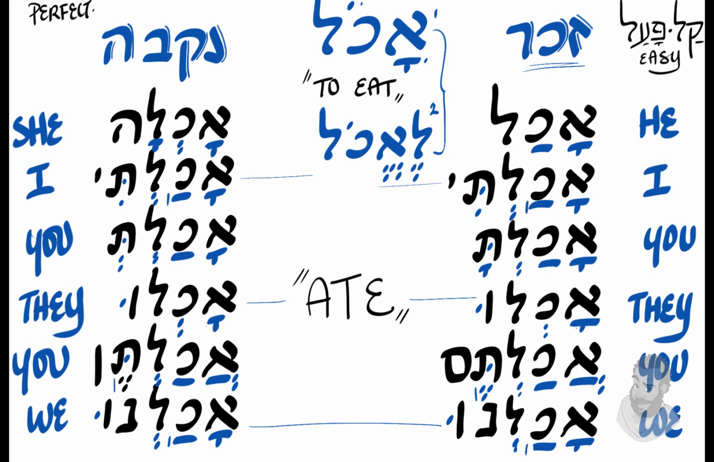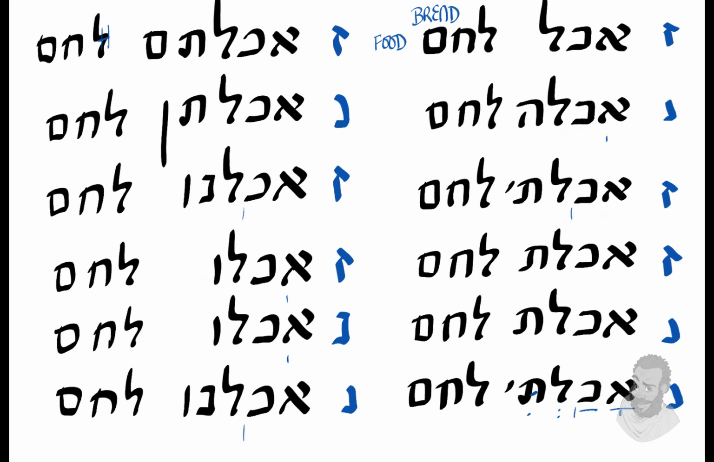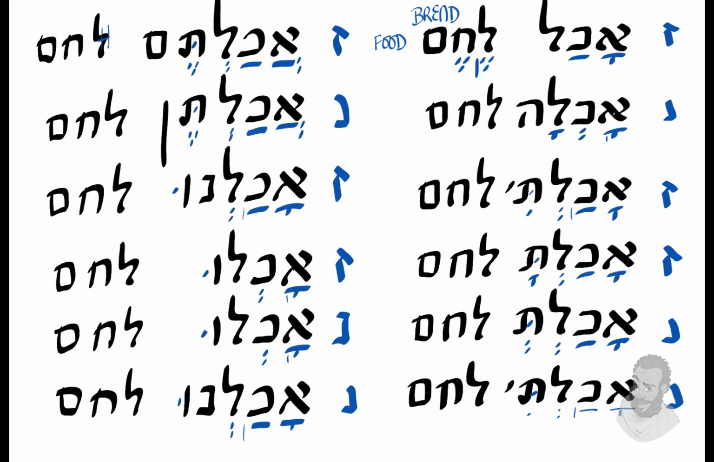So let's take a look at an example of this. I know you're wondering, how do we understand if it's past tense, present tense, future tense? Well, again, by context. So I have a, one second here, which one do I have? So this one, this.